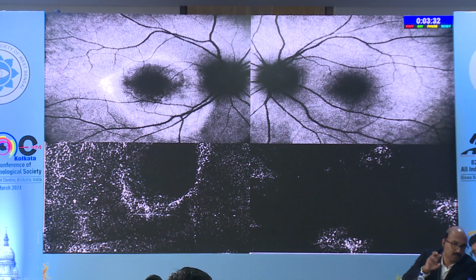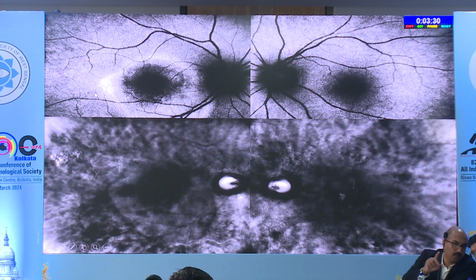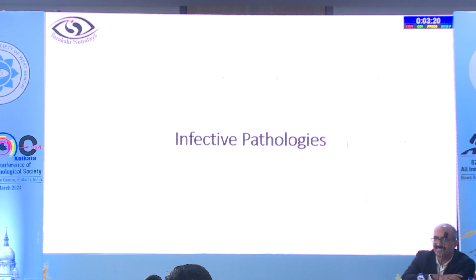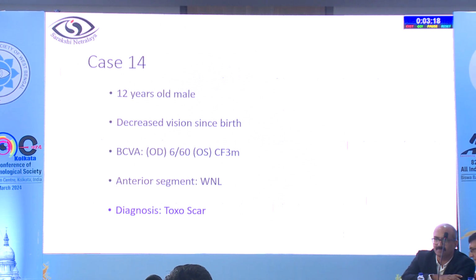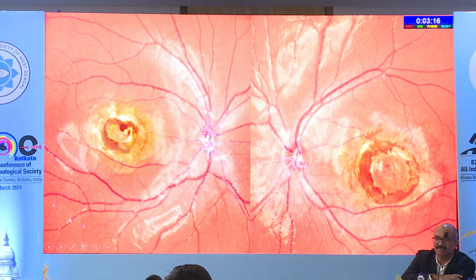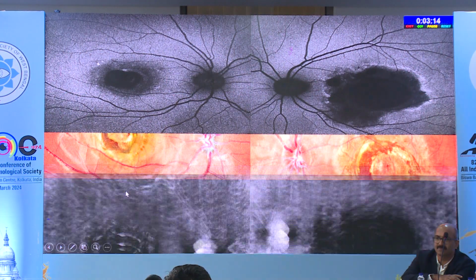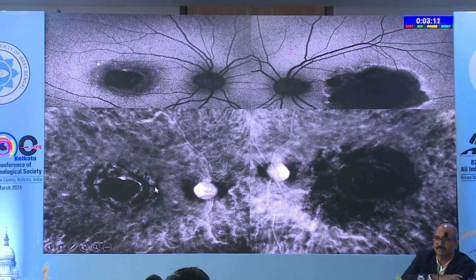FAF showed some hypoautofluorescence, and in this case, the retro mode was not much contributory. We could see a few lesions in the periphery, but it was not much contributory. When we looked at the infective pathologies, in the toxo scar, the central involving one only showed the blocked fluorescence because of the RPE unhealthiness.